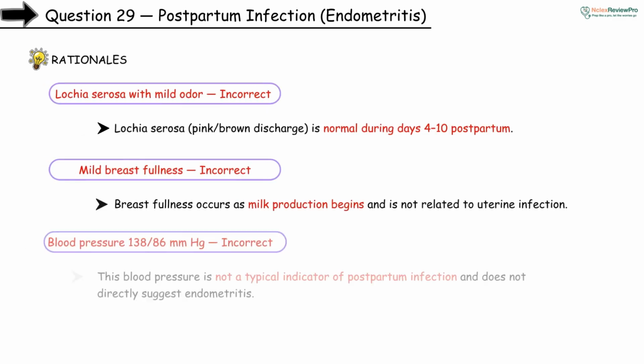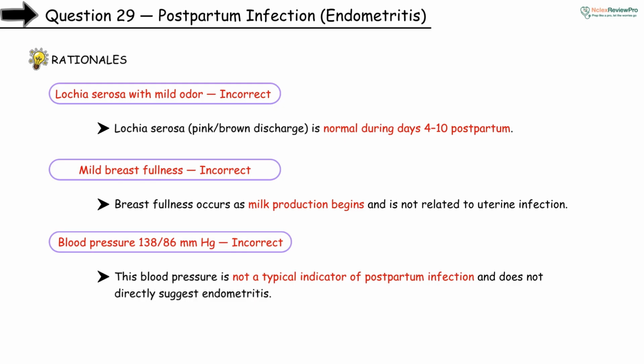Now, let's look at the incorrect options. Lochia serosa with mild fleshy odor. This is normal. Around day 4 postpartum, lochia should transition to serosa and have a mild odor. Mild breast fullness. Also normal. This occurs as milk production begins. It is not related to uterine infection. Blood pressure 138/86. This is not a key indicator of infection. It does not support a diagnosis of endometritis.